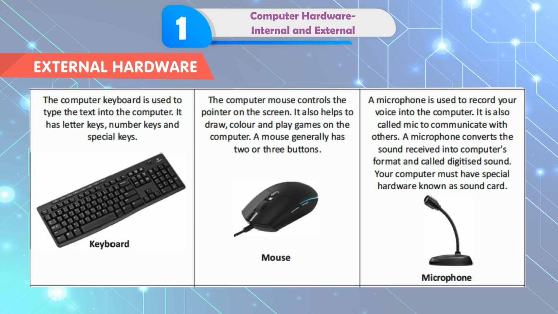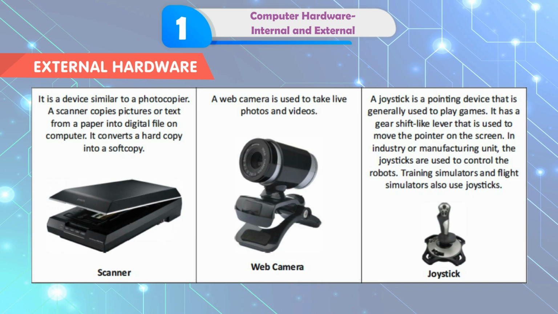Microphone. A microphone is used to record your voice into the computer. It is also called a mic, and is used to communicate with others. A microphone converts the sound received into the computer's format, called digitized sound. Your computer must have special hardware known as a sound card. Scanner. It is a device similar to a photocopier. A scanner copies pictures or text from paper into a digital file on the computer. It converts a hard copy into a soft copy.